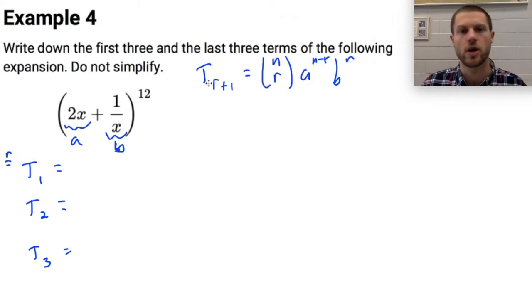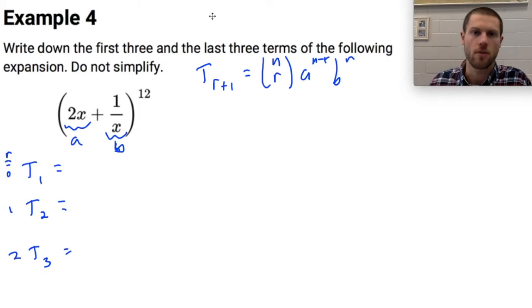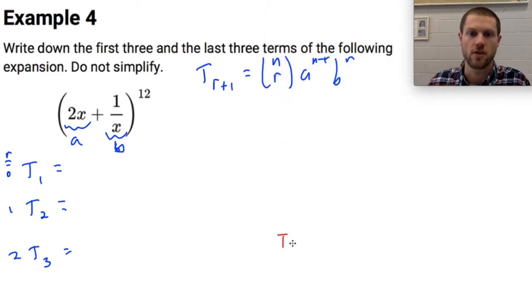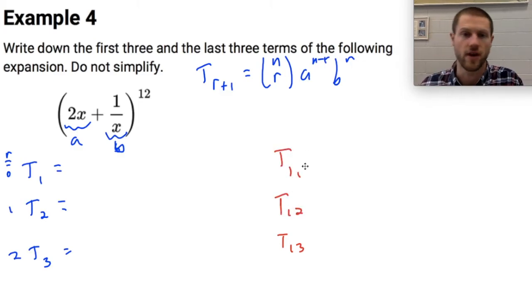Since this is an equation for the r plus 1th term, the r is going to be 0 for the first term, 1 for the second term, and 2 for the third term. When I look at my last 3 terms, one thing we have to remember is that if this expansion is to the 12th power, my last 3 terms will end with a 13th term. And so I have T13, T12, and T11 to find here.